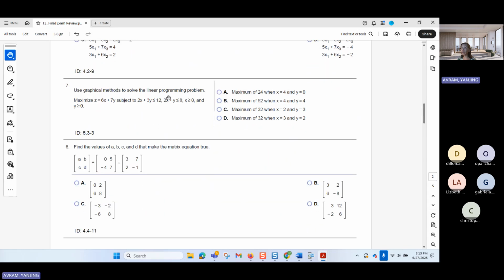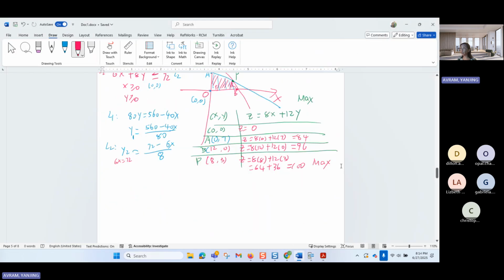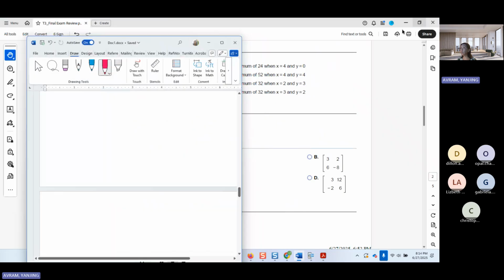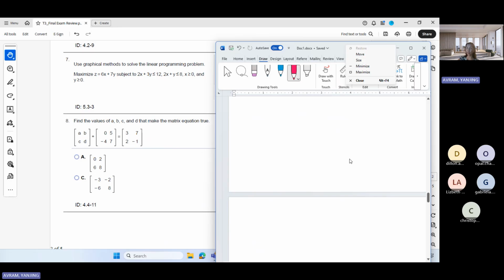Using the graphing method to solve this linear program. Okay, so basically very, very similar. You can see this type of question are very, very similar, right? Even just the number a little bit different, but the method is really similar. So graphing becomes a very important part in here. Okay, we have a G is 6x plus 7y. And again, we need to have an X is positive, Y is also positive.